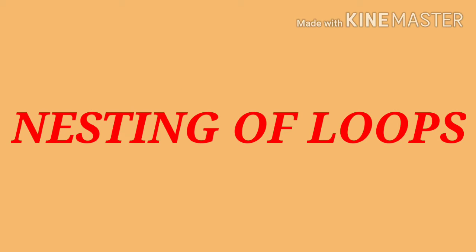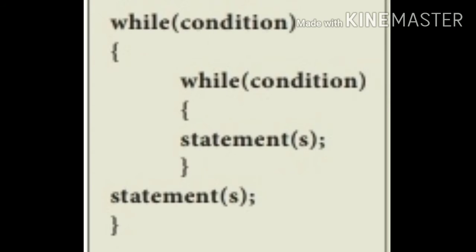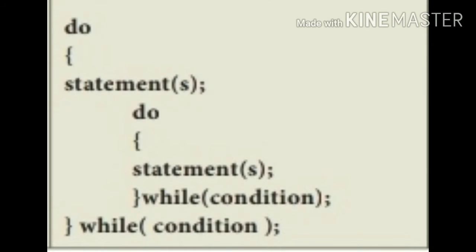First, we are going to talk about nested loops. What do you mean by nested loops? A loop within another loop is called a nested loop. For example, for within for, or while within while, or do while within do while loop. These are all called nested loops.